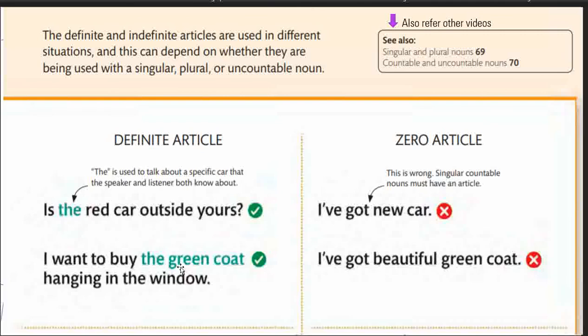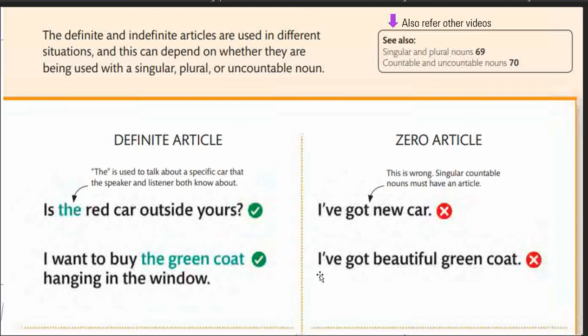Now let us see what are zero articles and how these are used. I have contracted to I've. I've got new car. Now this sounds a bit incorrect. There's something missing from here. This is wrong. Singular countable nouns must have an article. So the correct version would be I've got a new car.